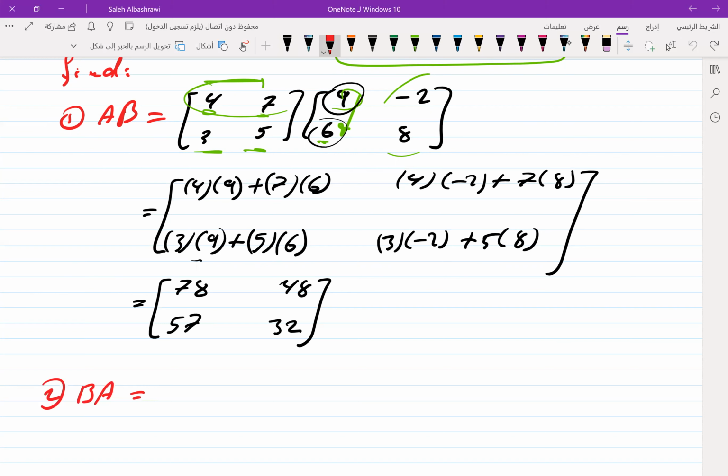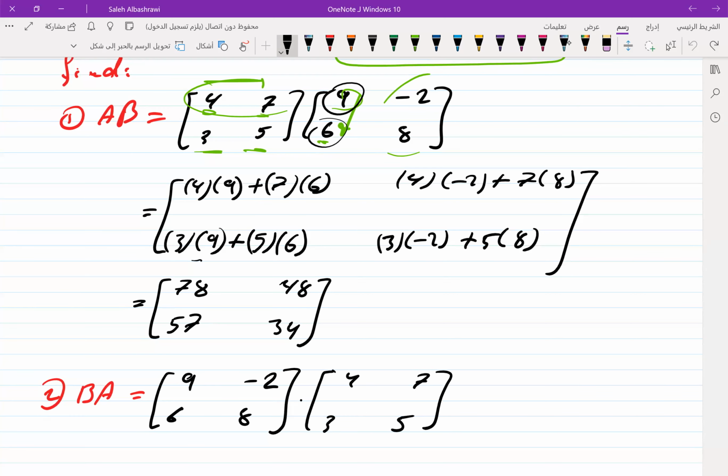So this should be 34, not 32. 34. Now B times A. Let's repair the order. 9 minus 2, 6, 8. Multiplied by A is 4, 7, 3, 5.